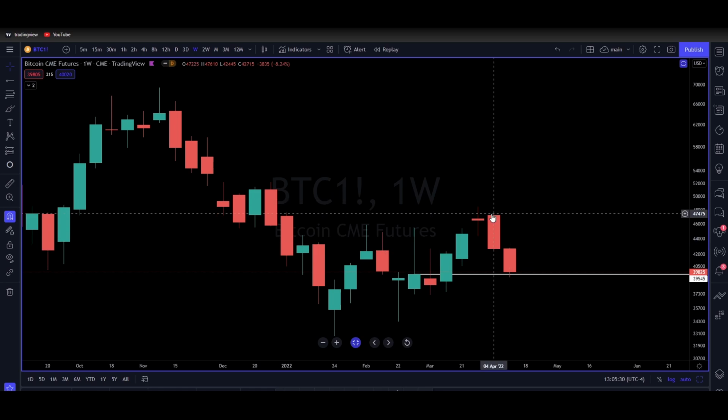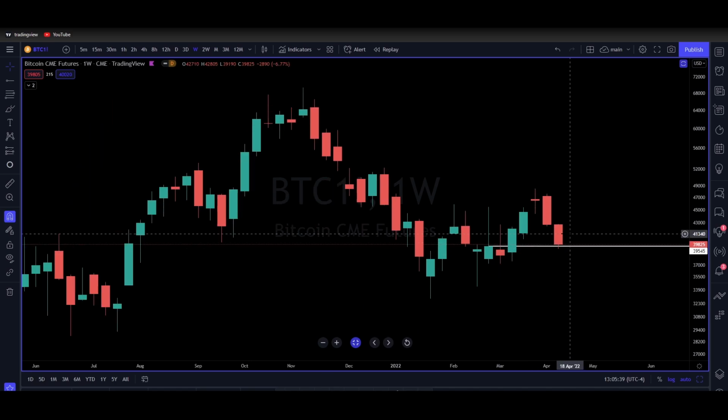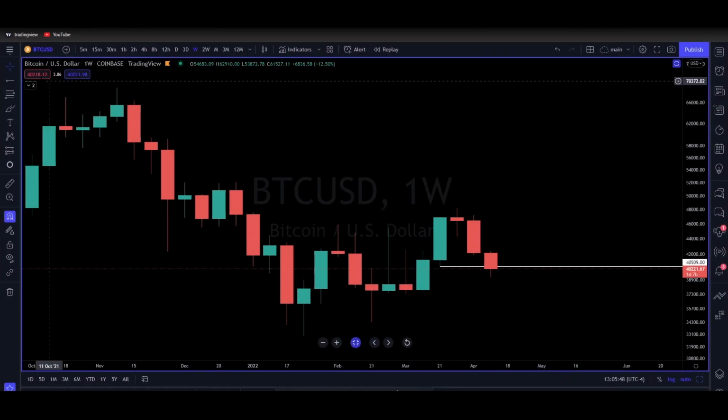We're already short. We got short at this wick high. And then again, we got short the other day. So we're sitting pretty on these short entries. All right, back over to the spot price chart.